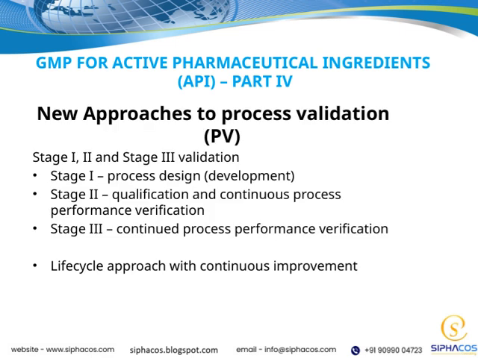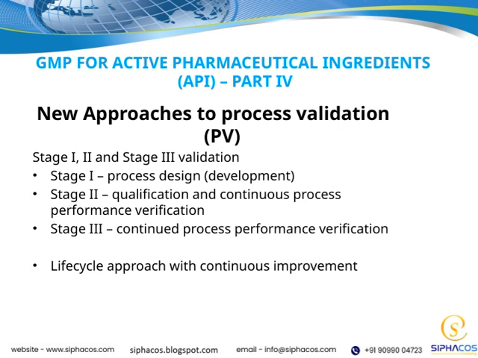Now, let's delve into some new approaches to process validation, or PV. Traditionally, PV has been divided into 3 stages: Stage I, Stage II, and Stage III. In Stage I, we focus on process design or development, where we establish the initial parameters and understand the process thoroughly. Moving into Stage II, we move on to qualification and continuous process performance verification, ensuring that the process consistently produces quality product. Finally, in Stage III, we emphasize continued process performance verification, which is all about ongoing monitoring and improvement.